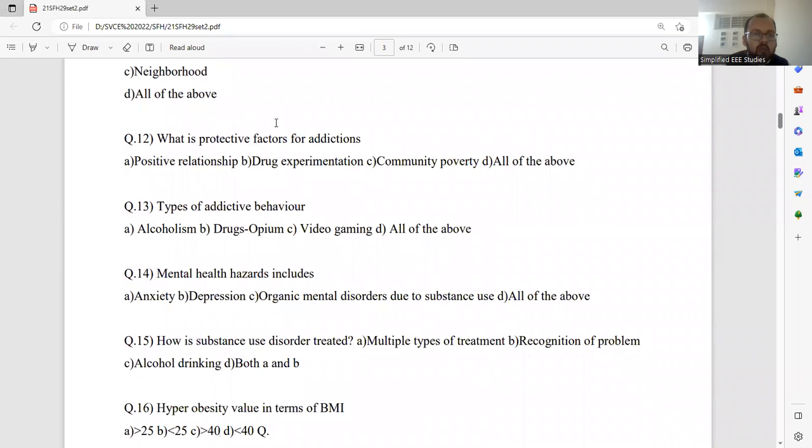Question number 12. What is a protective factor for addictions? Positive relationship, drug experimentation, community poverty, all of the above. The right answer is positive relationship. That could be the right answer. What is the protective factor for addiction? Positive relationship is the best answer.